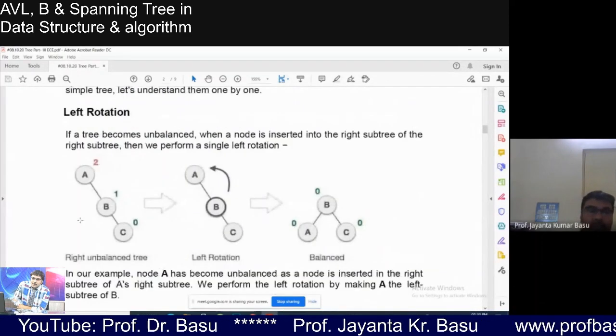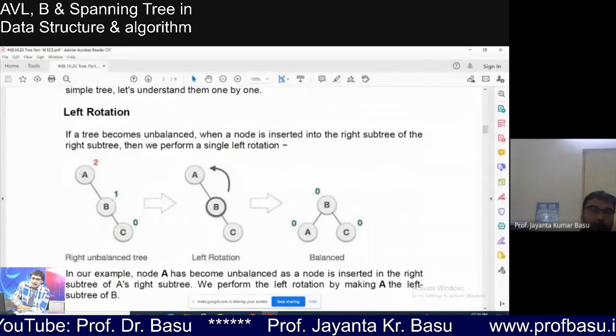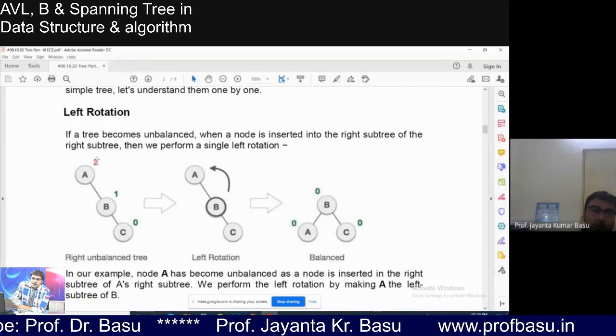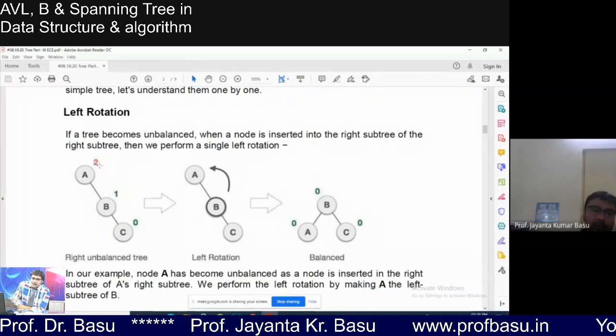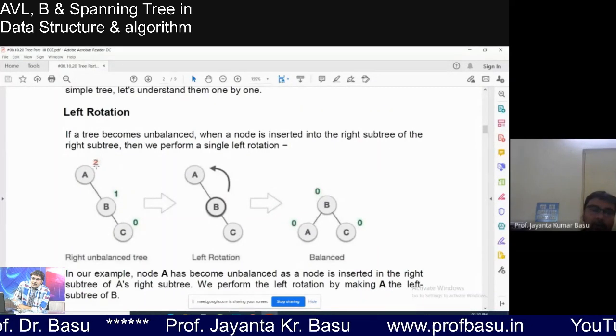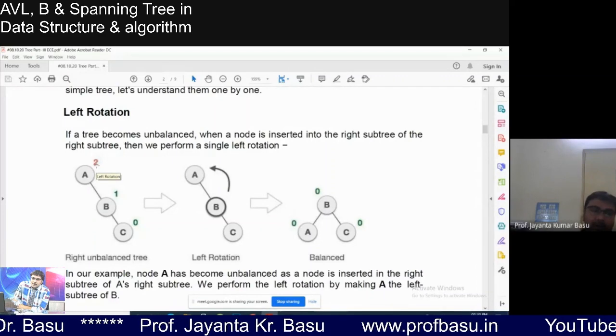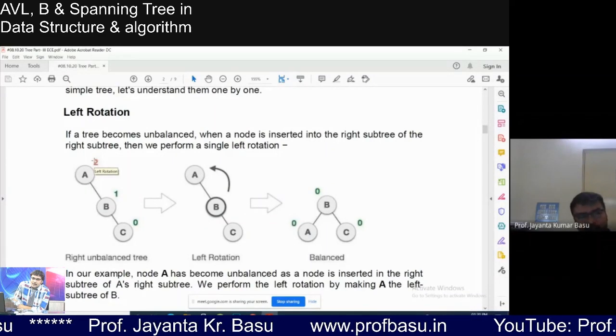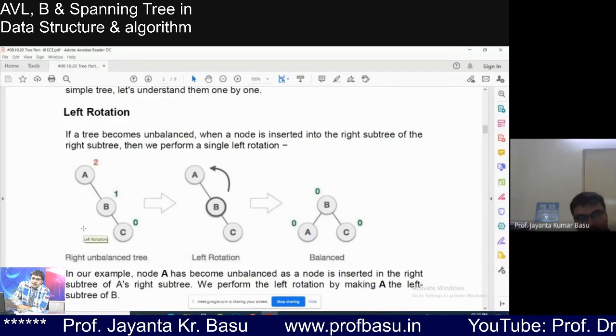See, this is an unbalanced tree. Why? Because our node has a balance factor of more than 1, which is indicated in the red color. Got it? So this factor is making the tree unbalanced, so we have to balance it.